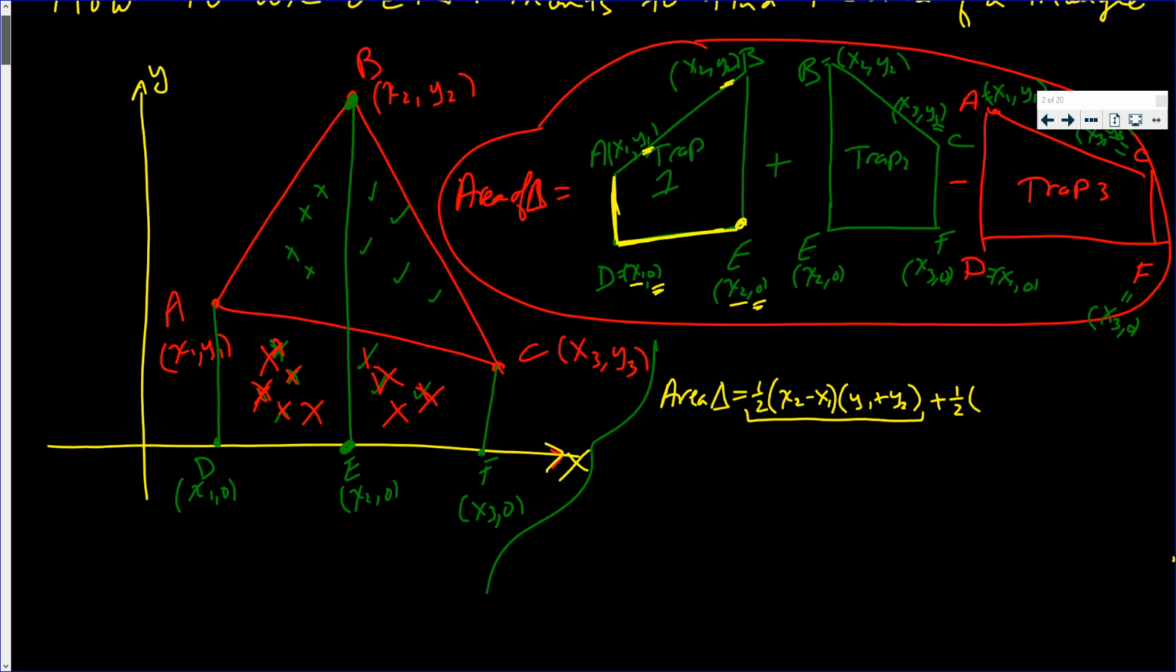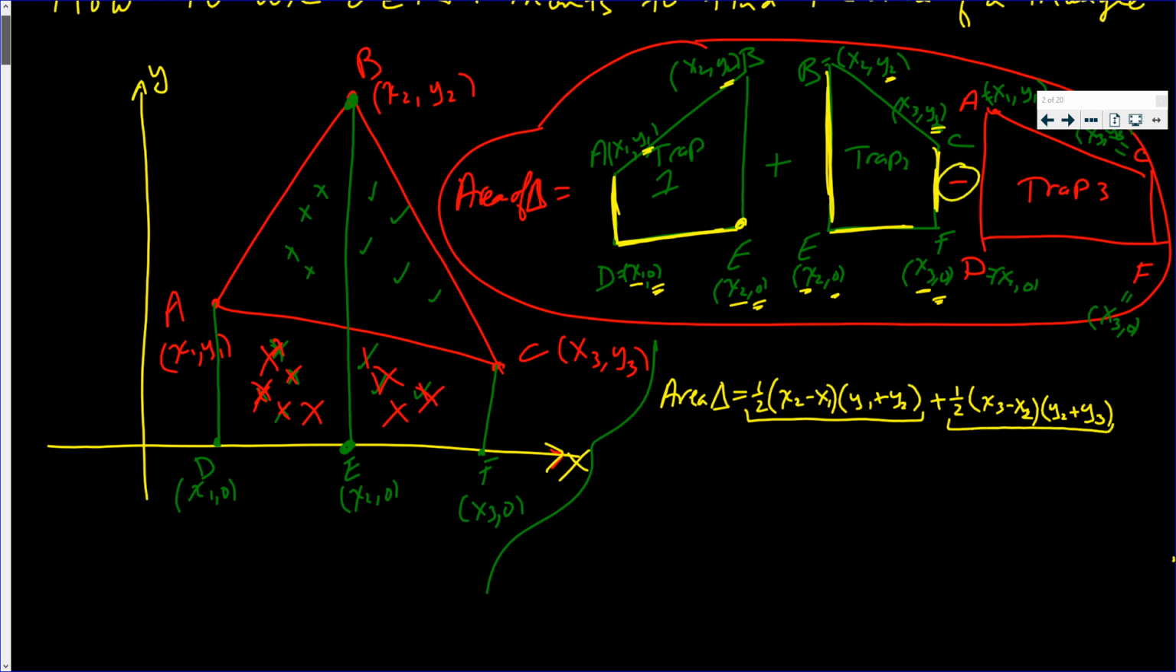Great. Let us add on the area of trapezoid number 2. It's 1/2 times the height. The height is x3 minus x2, times the two bases. Well, this base goes from 0 to y2. That height is y2. Plus this height goes from 0 to y3. That height is y3. So that is the area of trapezoid 2.